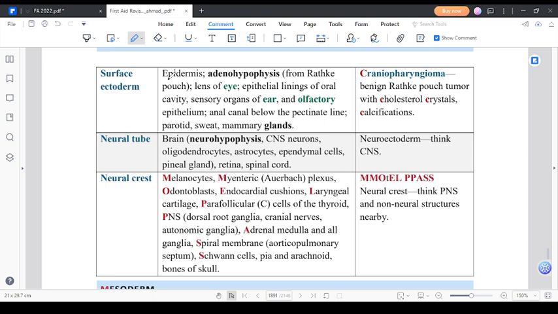So surface ectoderm: epidermis, adenohypophysis from the Rathke's pouch, lens of the eye, epithelial lining of the oral cavity, sensory organs of the ear, olfactory epithelium, anal canal below the pectinate line, parotid, sweat, and the mammary glands, and the craniopharyngioma, a benign Rathke pouch tumor with cholesterol crystals and calcifications. So cholesterol crystals and calcification are present in the craniopharyngioma. I don't remember those mnemonics right now.